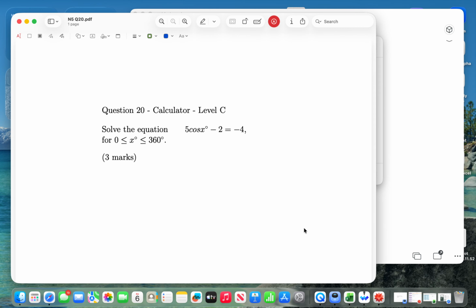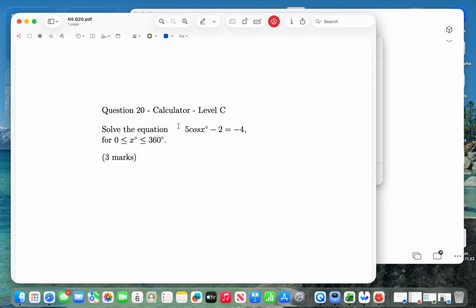We have question 20, and there's a calculator permitted in this question. You have to solve this trigonometric equation in the range 0 to 360. Make sure the calculator is on degrees mode. Until you get to higher, you won't be using the radians, so make sure that the calculator is not in radians.